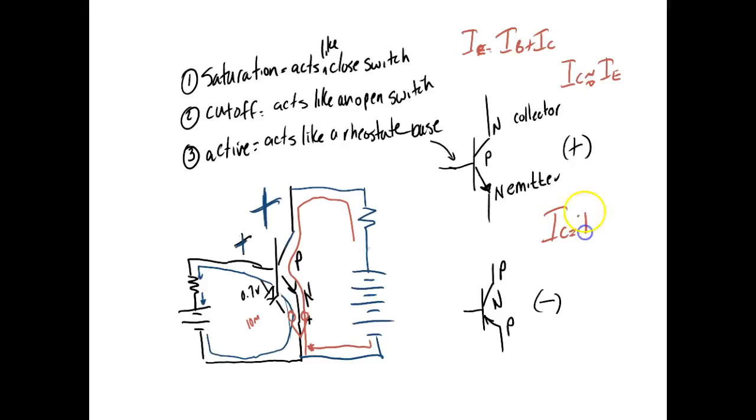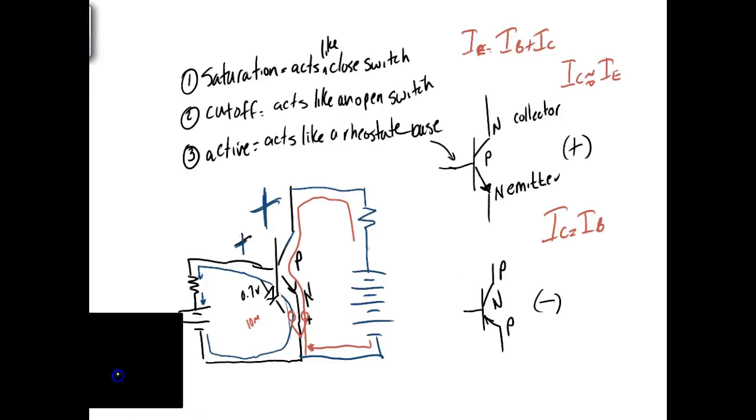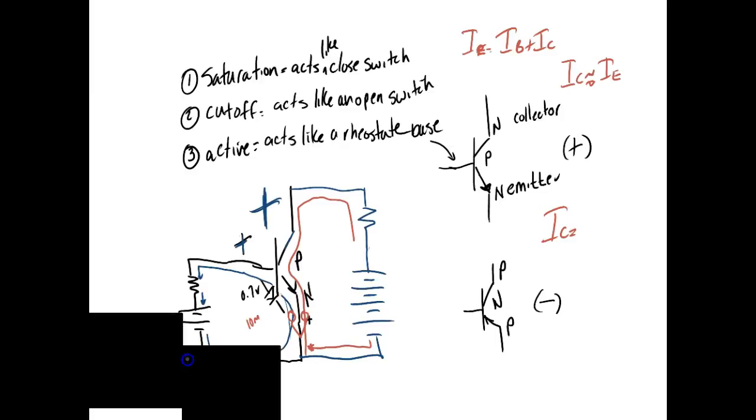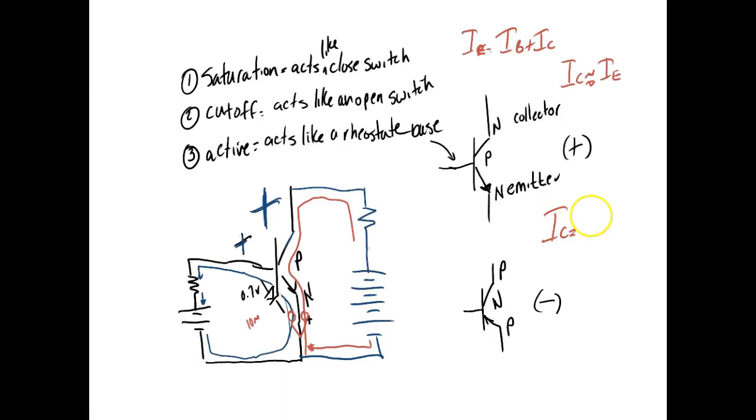So then IC would be equal to IE minus IB. And of course, IB would be equal to IE minus IC. But what we're going to do is take a really, really small base current to control a large collector current.